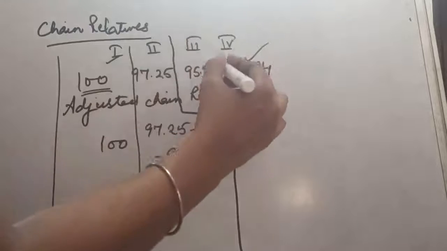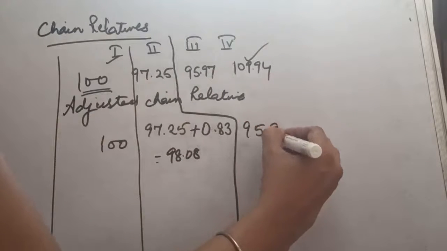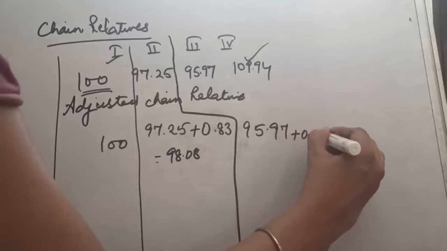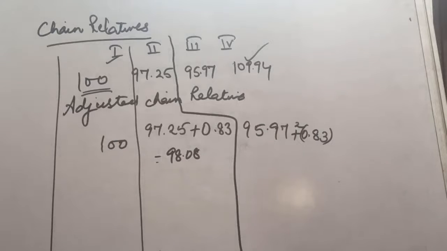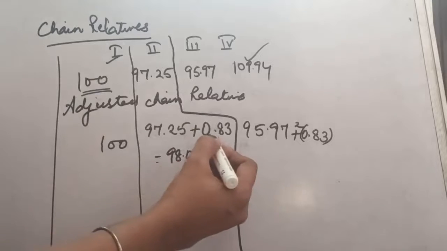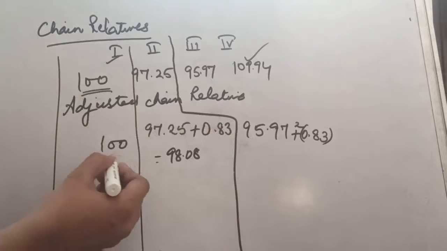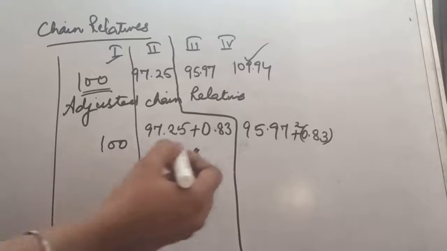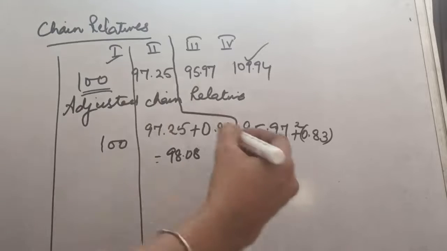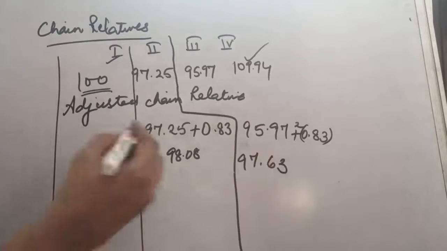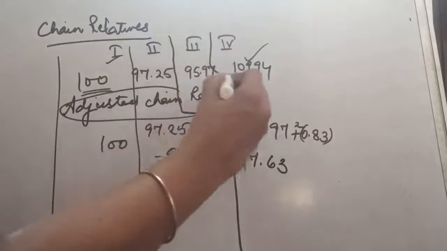If we have to calculate the value for our third quarter, 95.97 plus 0.83 multiplied by 2, because this correction factor's value will keep on cumulating. You have to create a cumulative factor. Here we can say 0.83 was multiplied by 1. Here we can say 0.83 was multiplied by 0. So this value will be 95.97 plus 2 multiplied by the correction factor, that is 0.83, and when we solve it, it will be 97.63. So this is the adjusted chain relative value for our third quarter.